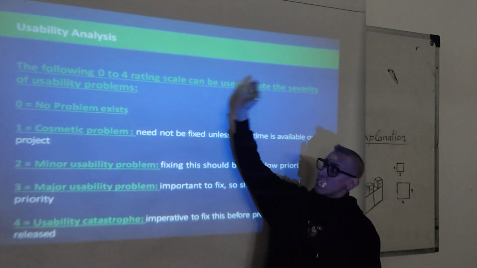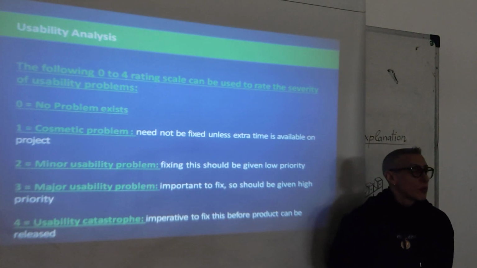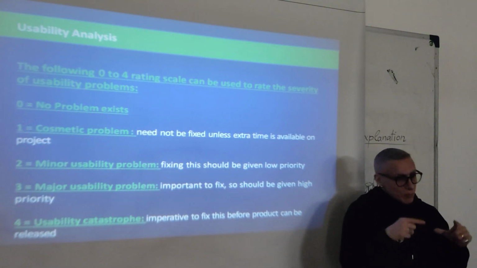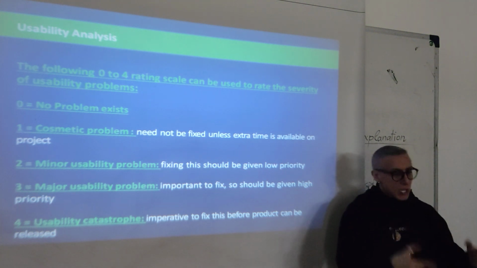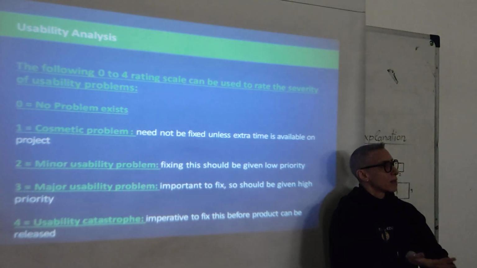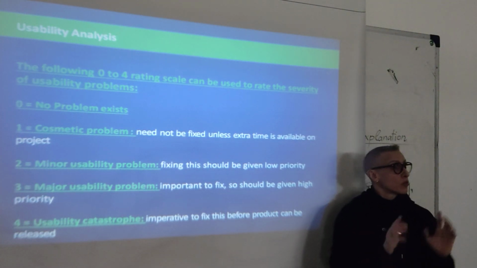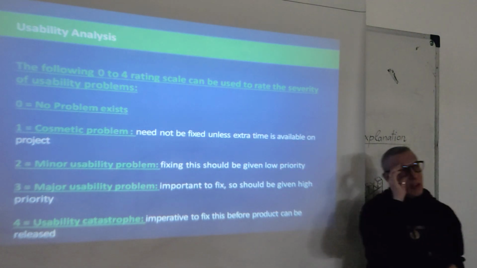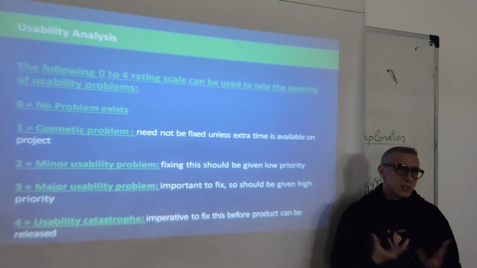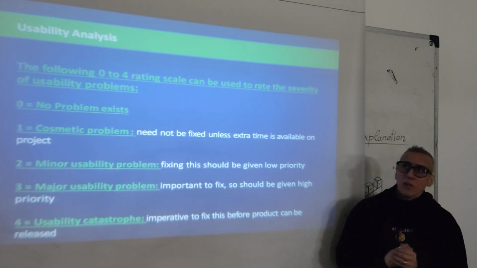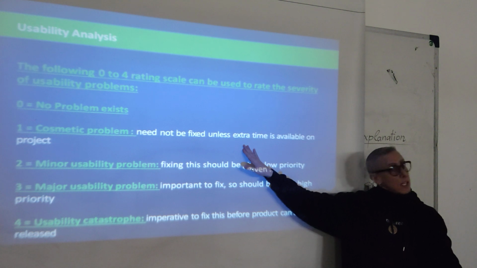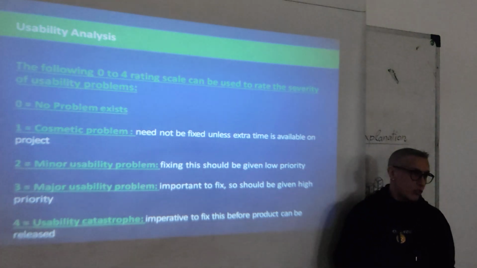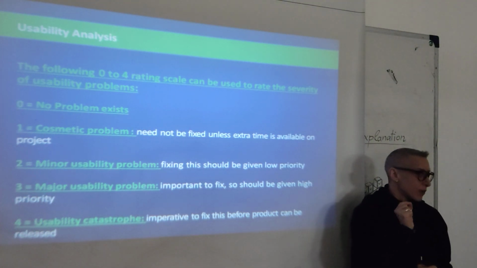So, what does 0 mean? If you put 0 for a quality component, it means no problem exists. In this particular quality component, there are no problems, and we move to the next one. For example, learnability, memorability, errors, and so on, each one separately. One means a cosmetic problem. Cosmetic is a very, very small, insignificant type of problem. We can, of course, fix it as a designer, but if we leave it and do not fix it, it wouldn't cause any big issue.